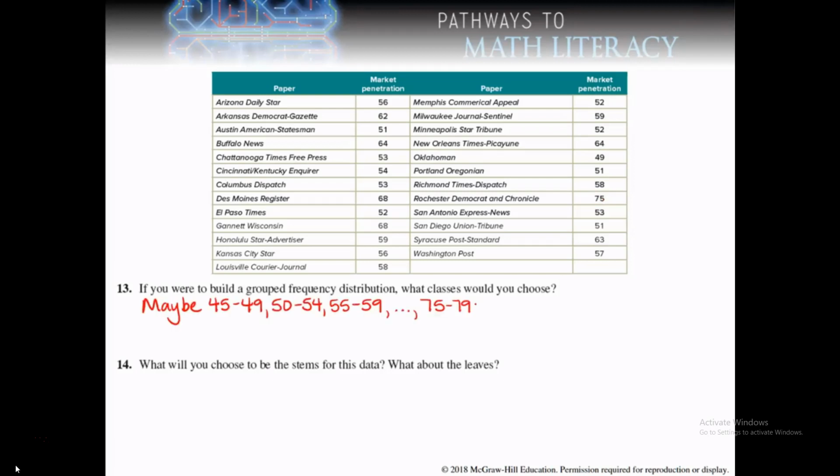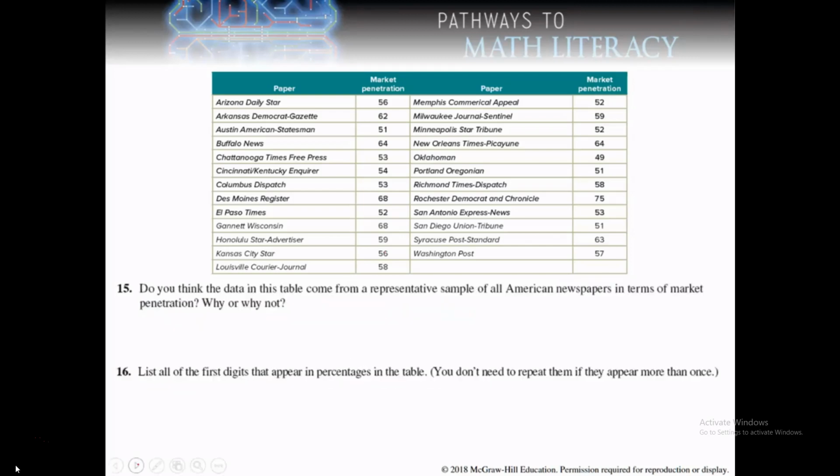Now in 14, if we're going to make a stem and leaf plot, what would you pick for the stems and the leaves? Well, because we have all two-digit numbers, it works pretty well to use the first digit for the stems and the second digit for the leaves. In 15, do you think the data in this table come from a representative sample of all American newspapers? Well, probably not, because it told us that these were the top 25 in the country, and so that would not be representative of all of the newspapers.